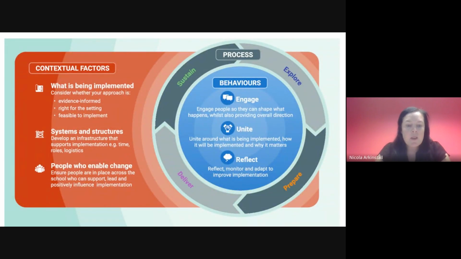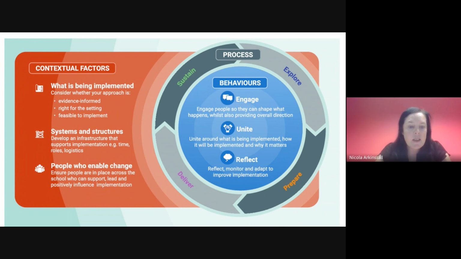So this is what it looks like now. So we've got the behaviours, and they really are the beating heart of the guidance report. They are really what drive effective implementation. And that is how we engage with our colleagues, how we unite them around our subject area and those developments we want to make in our subject area, and also how we reflect and monitor our subject area to really make sure our implementation is on track.